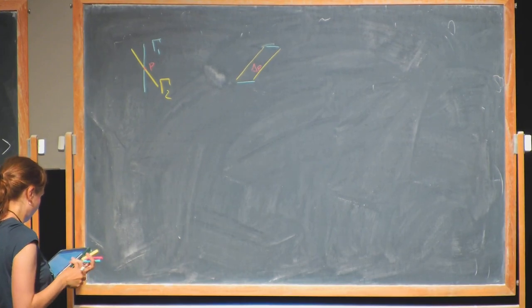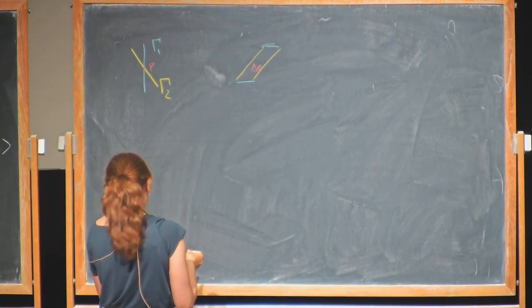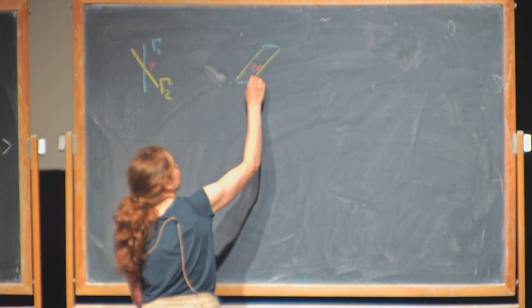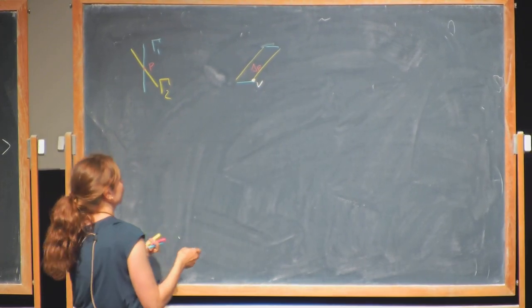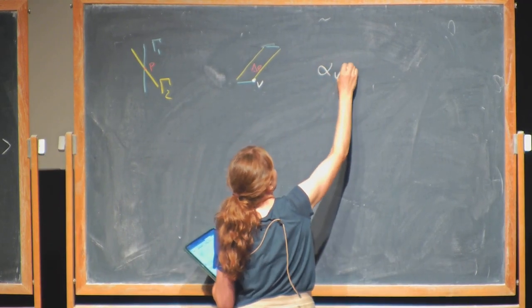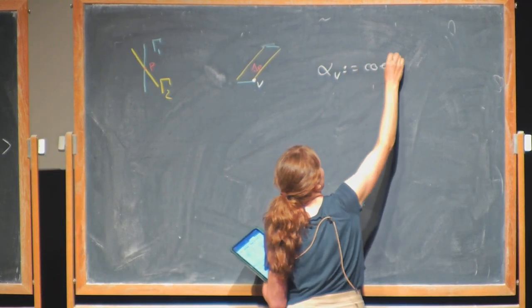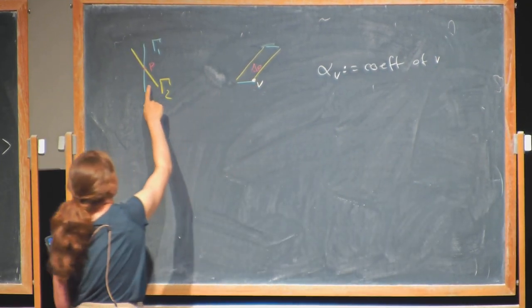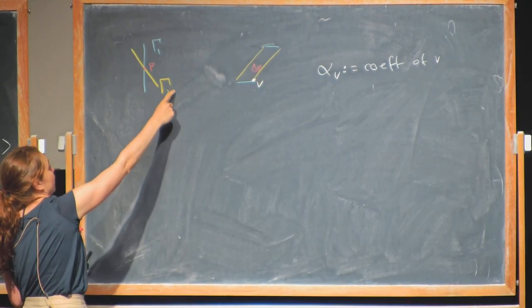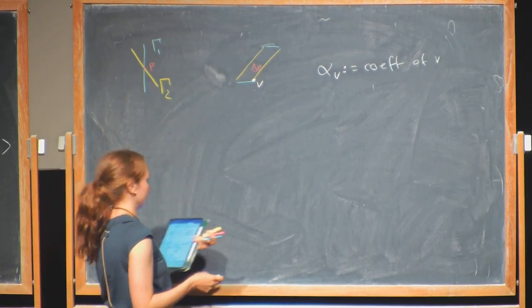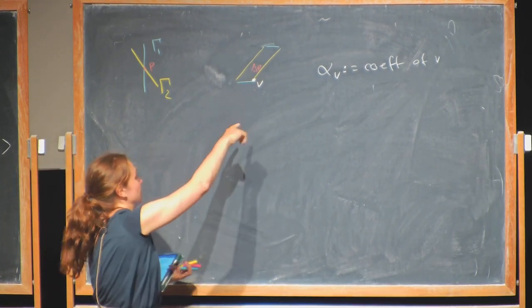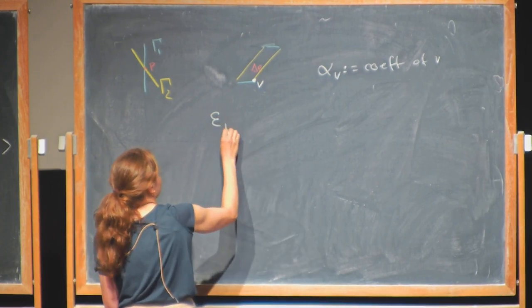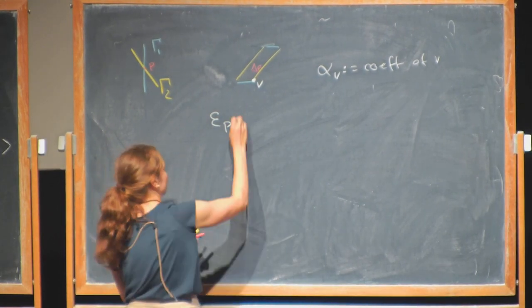Now, let's assume we have a vertex of this parallelogram. Let's call it v for vertex. Then let's first of all let alpha v be the coefficient of v. That would be the product of two coefficients, one from gamma 1 and one from gamma 2. And I also need to tell you a sign. It's like a sign in which order these two curves intersect. Namely, this sign depends on p and v.